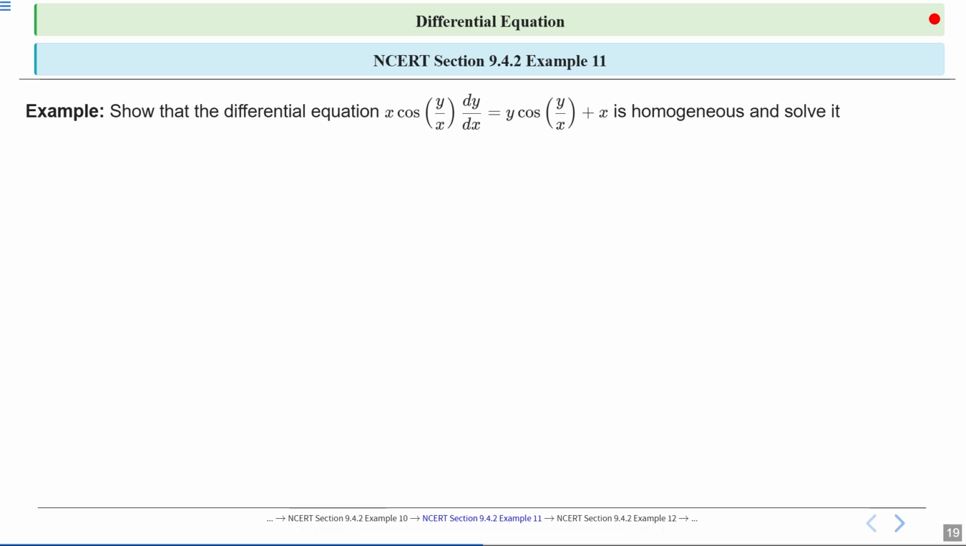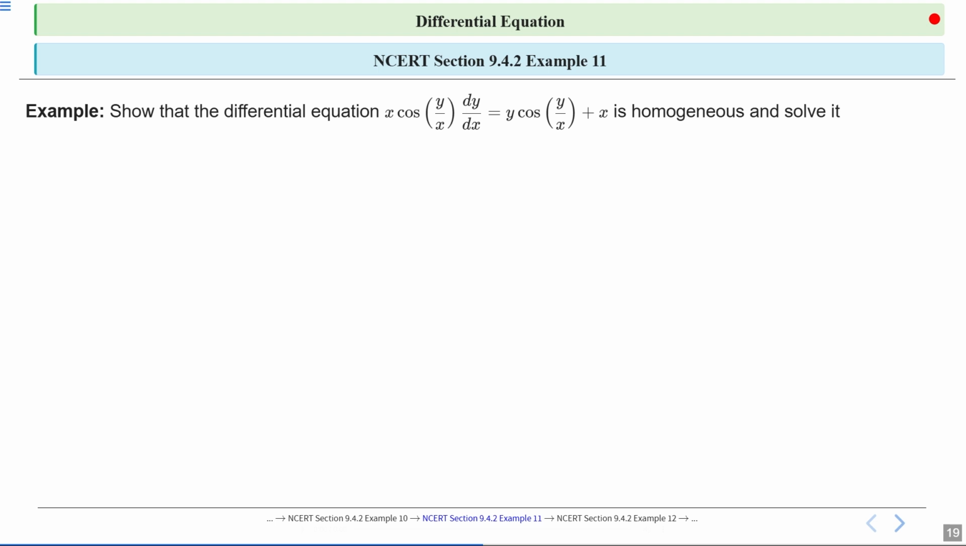Now example 11: show that the differential equation x cos(y/x) dy/dx = y cos(y/x) + x is homogeneous, and then solve it. At first, use the definition of a homogeneous function, so that the function f(x, y) is a homogeneous function of degree 0, and my differential equation will become a homogeneous differential equation.